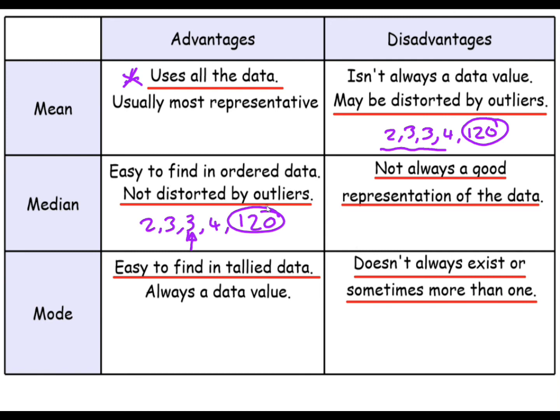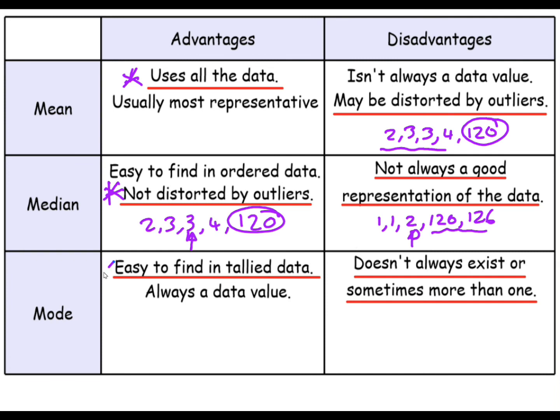However, it's not always a good representation of the data. So if we had 1, 1, 2, 120 and 126, 2 would be our median, and it would be ignoring some good data at the top end. They're not outliers, they are actually good bits of data. So the advantages of the median are that it is not distorted by outliers. The disadvantage is it's not always a good representation of the data. Now let's look at the mode.